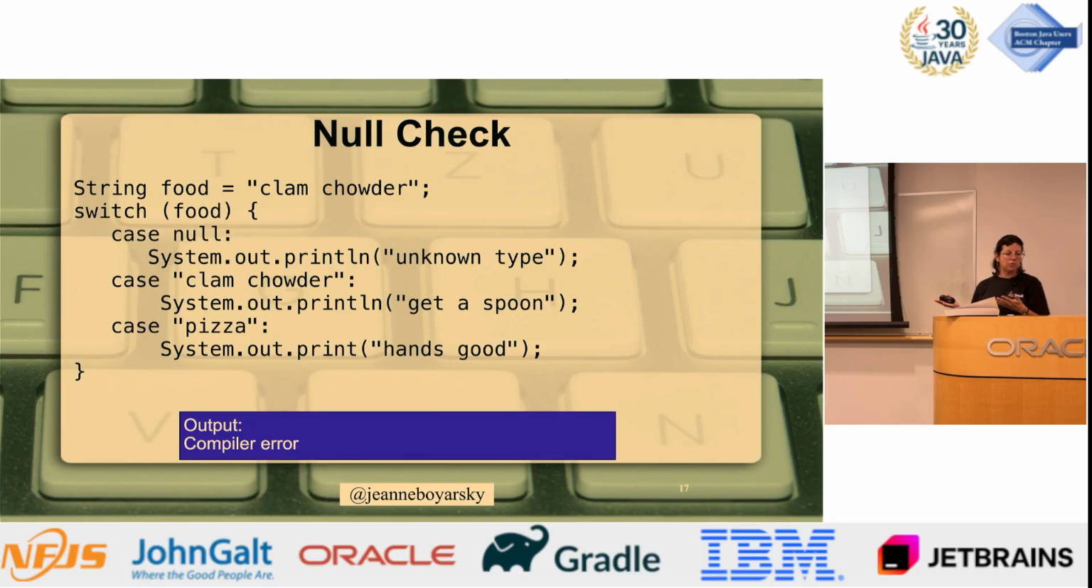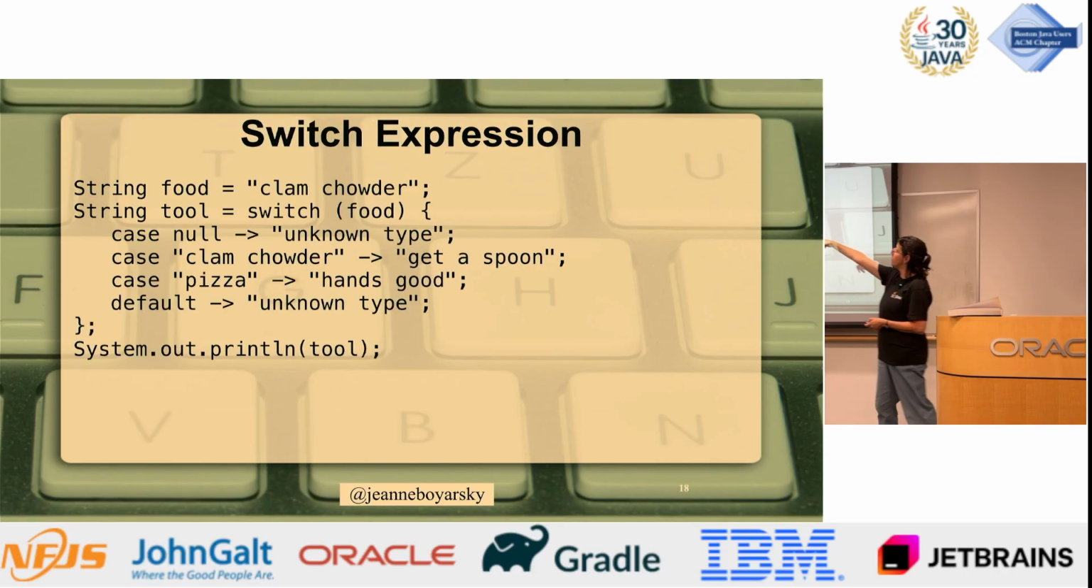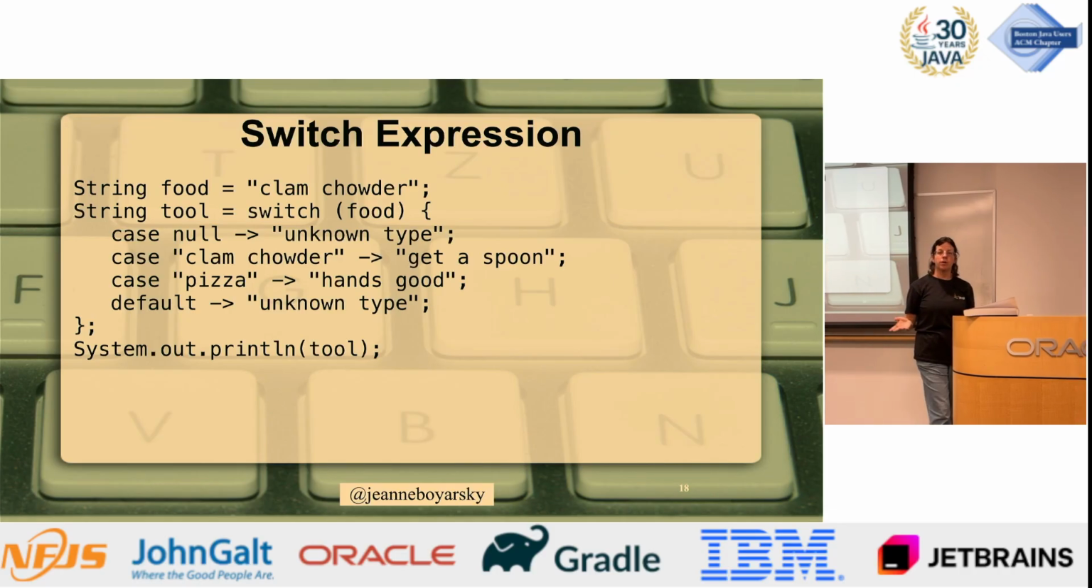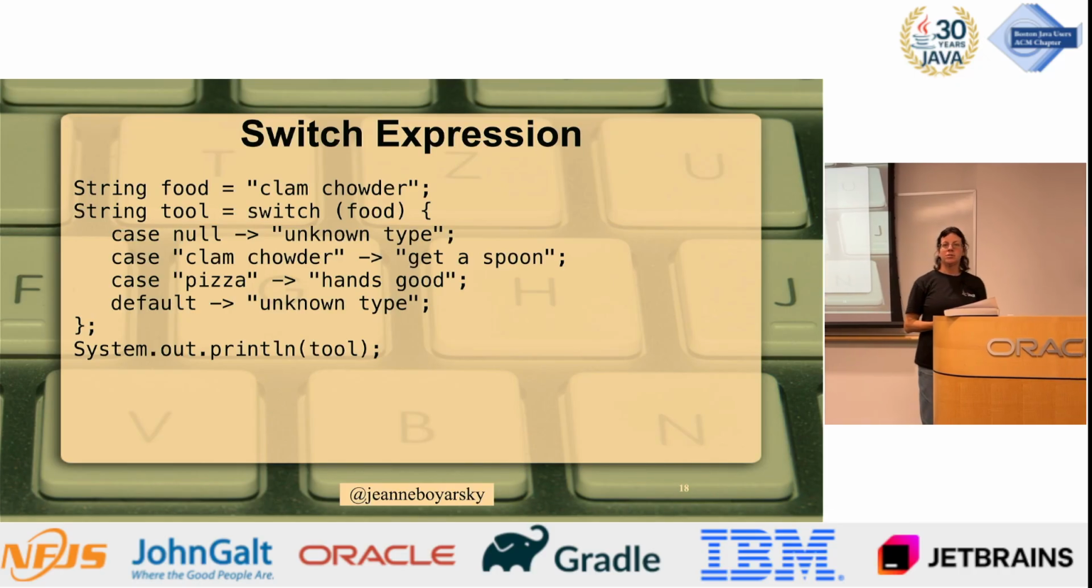It's comparing clam chowder and pizza, and it's outputting something. But because I'm storing the result there in tool, that makes it a switch expression, and that adds the fact that I can use null, and it also adds the fact that these cases need to be exhaustive. That's super important. You can't declare a variable to just some random undefined value. We don't do that in Java. So if you don't have a default or something that ensures all the cases are executed, the compiler is like, wait a minute, I can't do that.